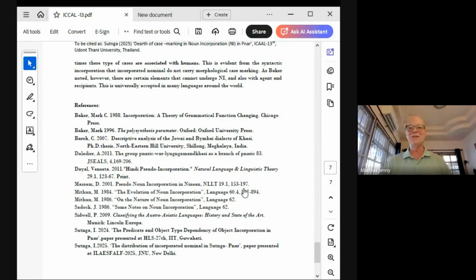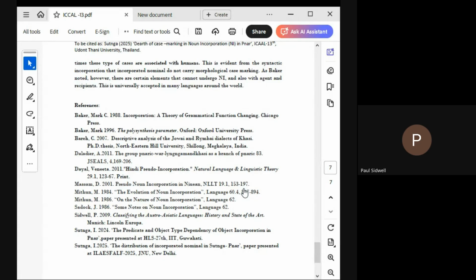Yes, Paul. So I'm just wondering, what's the parallel with standard Khasi? Could you say something about that? This paper is only about Pnar, sir. I have no comparison with Khasi as of now, and I don't have any data in Khasi to show it or to make it more apparent to everyone. Okay, no problem.